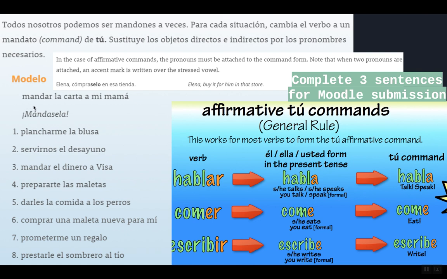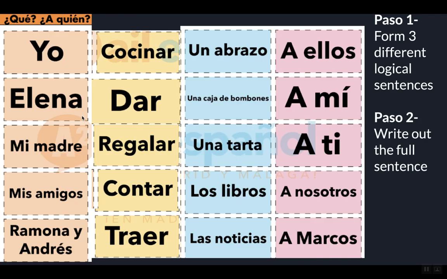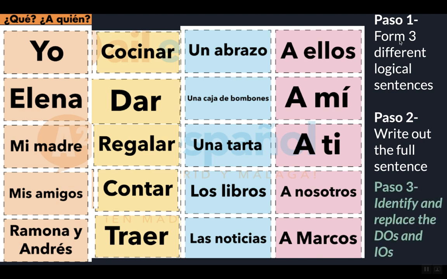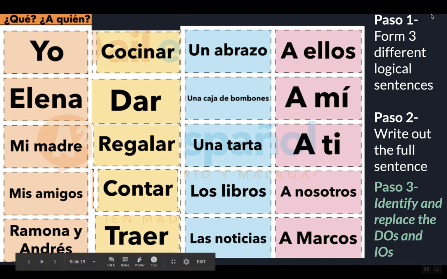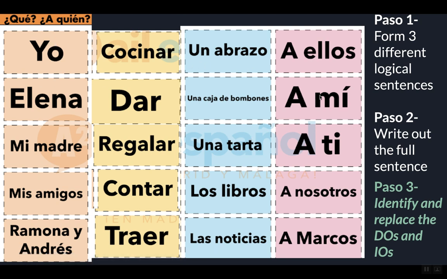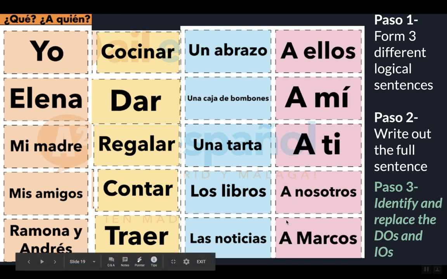Okay, so you're going to complete this on Moodle, and then I will give you feedback. This is one other activity you will do and put on Moodle. So you're going to form 3 different sentences. You can combine any of these to say something, and you're going to write out the full sentence, and then you're going to identify in one sentence your indirect and your direct object, and then in another redone sentence, you're going to replace them. So you should have a total of 6 sentences made with 3 combinations. In the first sentence, you'll have everything. So, yo cocino una tarta a Marcos. Okay, so I cook a tart for Marcus.